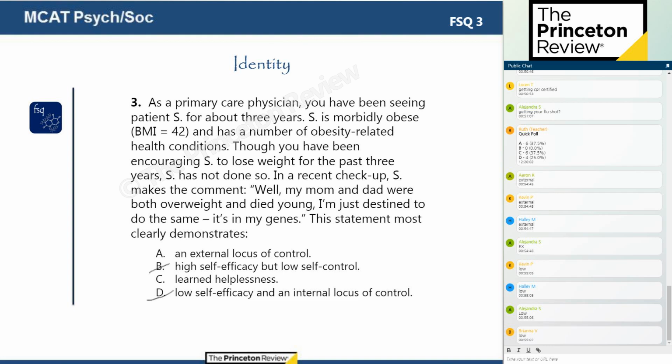Well, here's the thing. There's another thing with learned helplessness. Our answer here is A. Because with learned helplessness, there is implied that the person has tried and failed, that there is some kind of experience that has led that person to just give up. So from the question stem, has S ever tried to lose weight in the 3 years? Yeah, no. So it can't be learned helplessness.